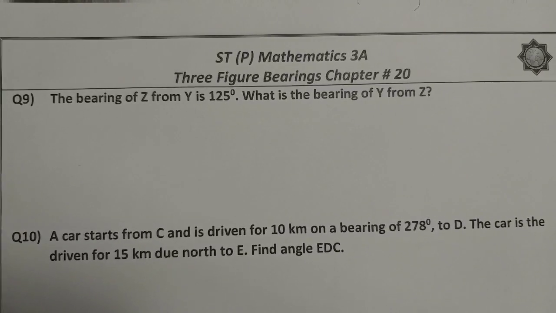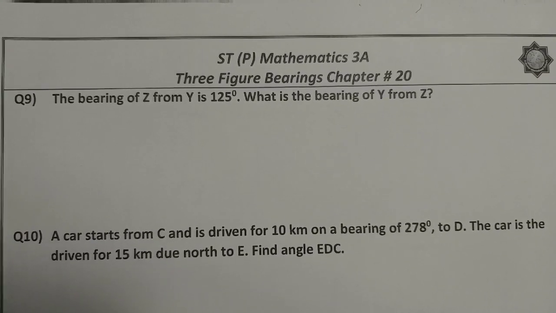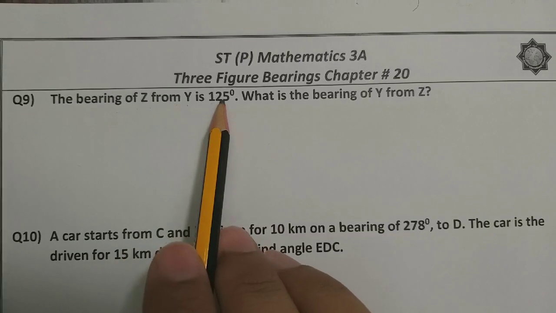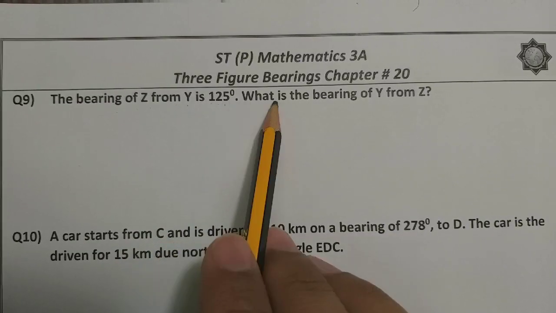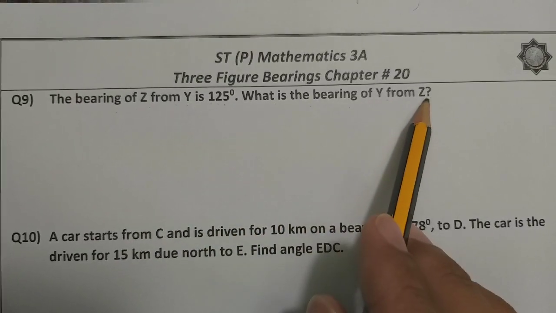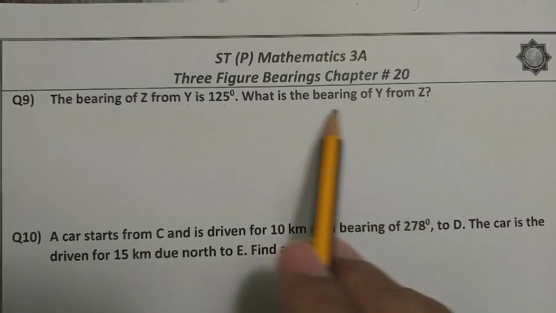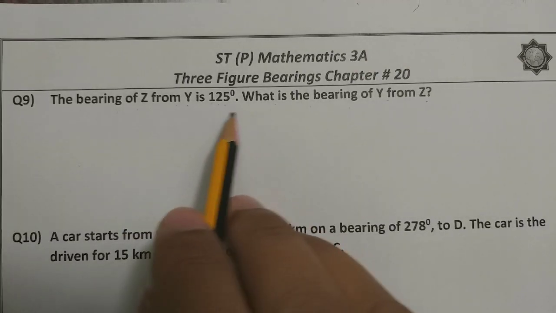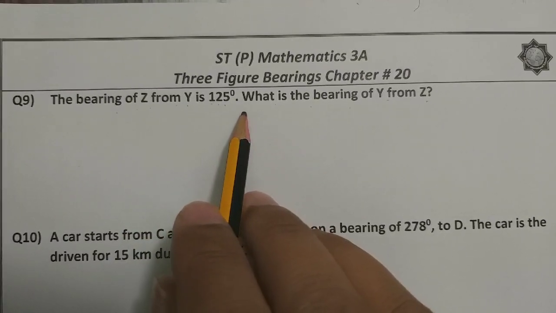In this video we have some more examples about bearing. Like in this question, the bearing of Z from Y is 125 degrees. What is the bearing of Y from Z? It is the kind of question we saw in the previous video, the last two questions.